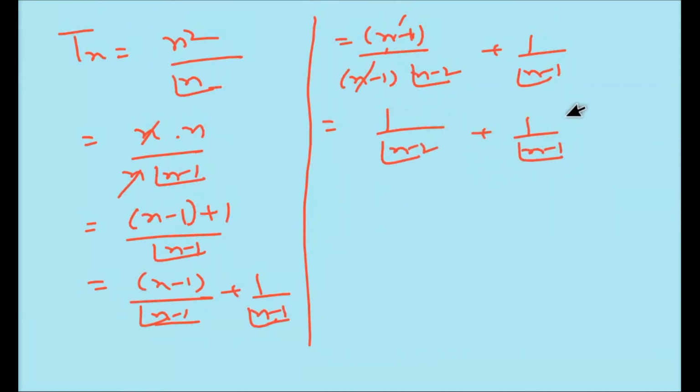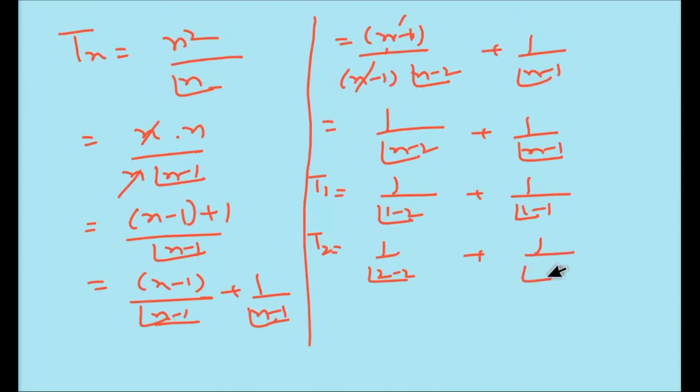Now there is no n in the numerator, so now we write this way. Now T1, putting the value of n equal to 1, we get 1 minus 2 plus 1 upon 1 minus 1. Okay, now T2, we put here 2, so we get 2 minus 2 plus 1 upon 2 minus 1. Now T3, 3 minus 2 plus 1 upon 3 minus 1, and so on up to infinity. So what do we get here?